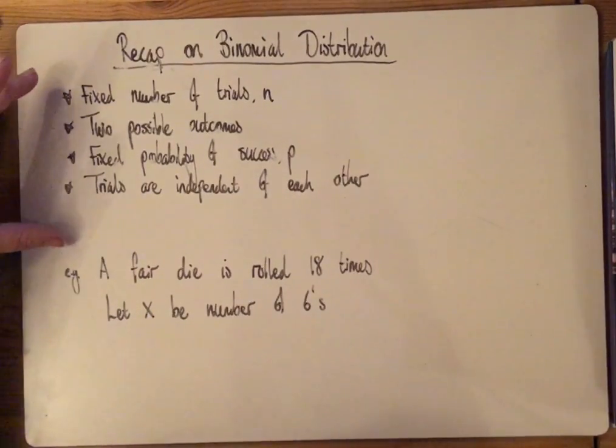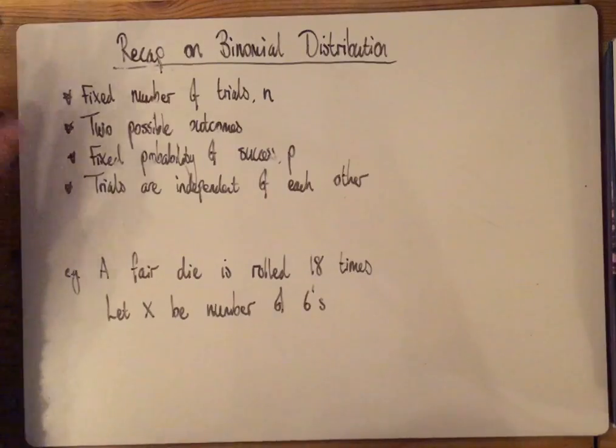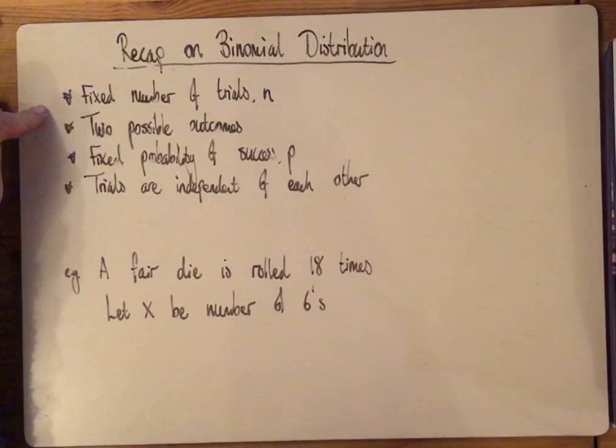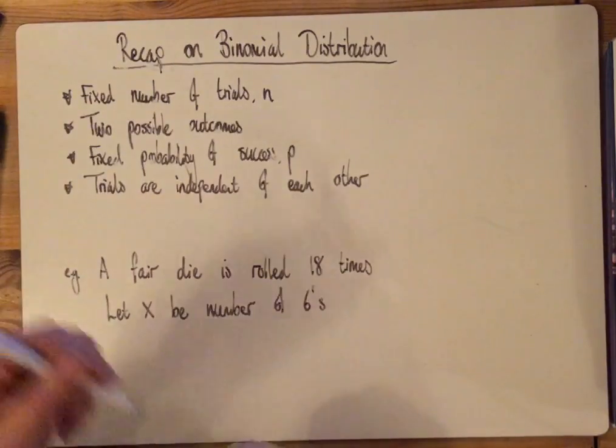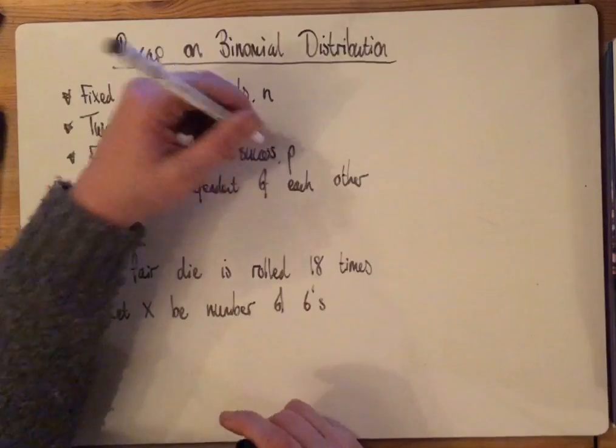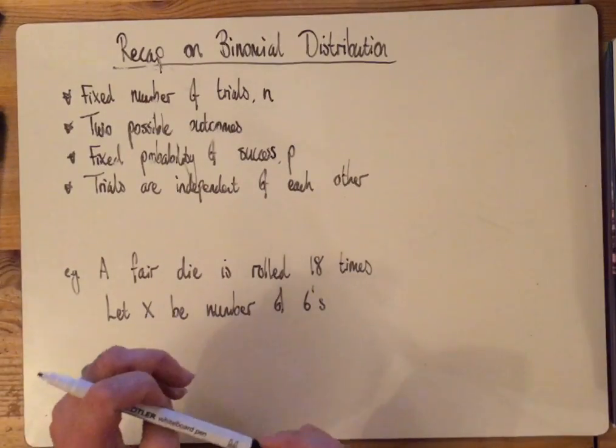So the things that define a binomial distribution: there's a fixed number of trials, n. There's two possible outcomes, success and failure. There's a fixed probability of success, which is labelled p. And the trials are independent of each other.